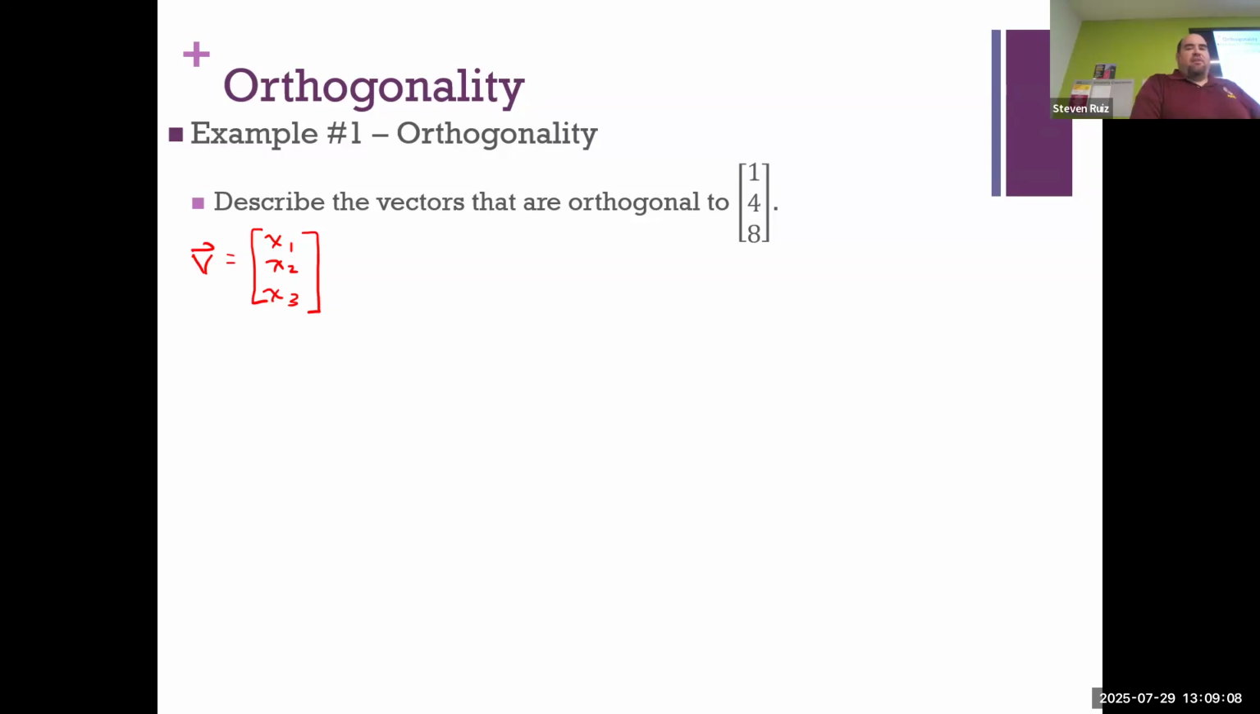So if some vector v is orthogonal to 1, 4, 8, then what can I do with that word? How can I unpack that word or apply it somehow here? Dot those two together and set it equal to 0. I can dot these together and set that equal to 0. Another thing about dot products is they are commutative. It doesn't matter which one comes first. One times x1 is the same as x1 times 1. So this dot product equals 0.